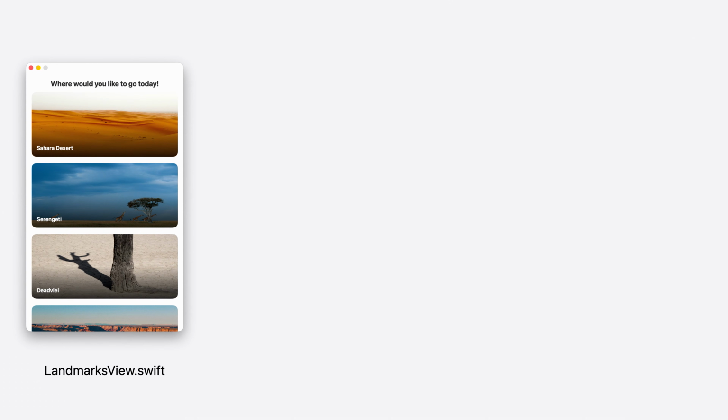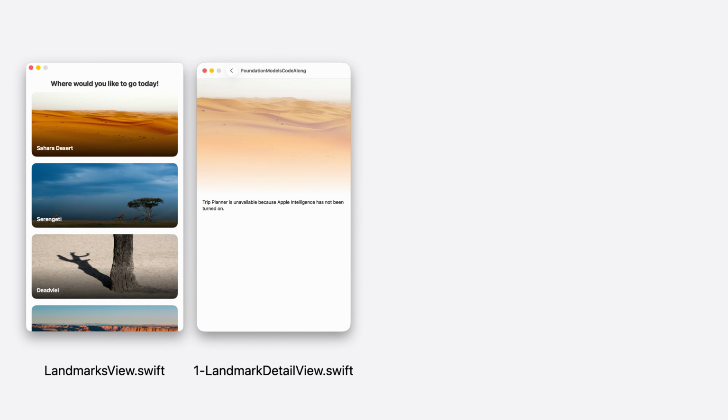Let's take a closer look at each of these views. The first screen is our starting point, the main list of landmarks. This is powered by LandmarksView.swift. We won't be touching this file today. It's all set up to let us browse and select a destination. When you tap a landmark, you land on the details screen. This view is controlled by the LandmarkDetailView.swift file. Its main job is to check if the Foundation Models framework is available on device and decide what UI to show based on that.